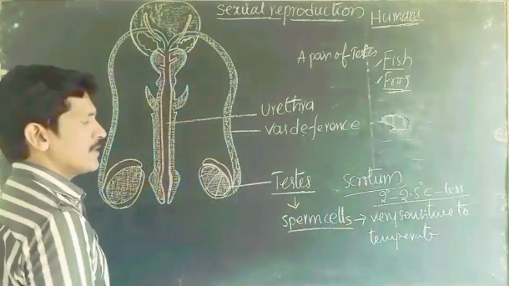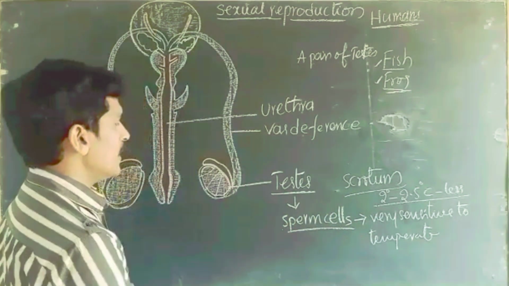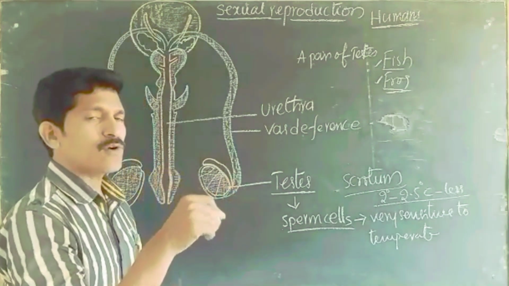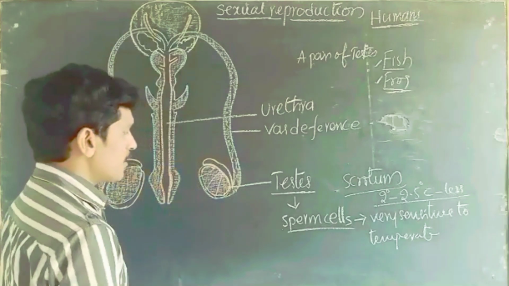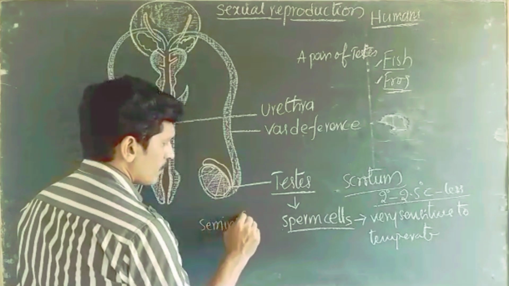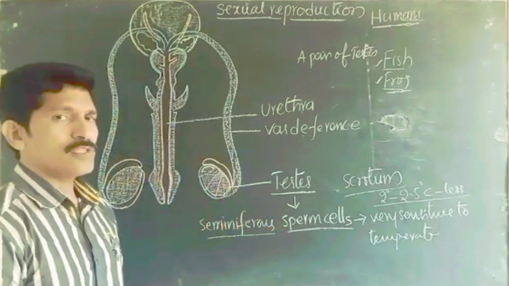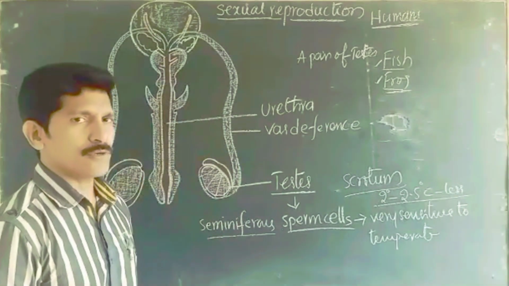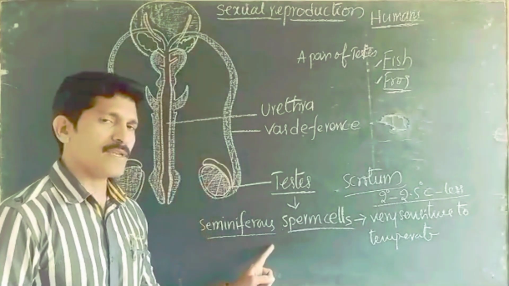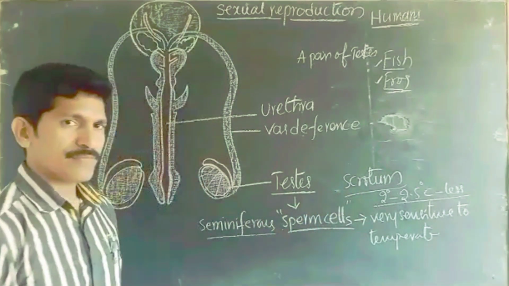And the testes produce the sperm cells. How do the testes produce sperm cells? Inside the testes, highly coiled tube-like structures are present. Those are called seminiferous tubules. Tubules means the very fine tubes. Here inside the testis we can find seminiferous tubules. These seminiferous tubules produce the male gamete sperm cells, right?